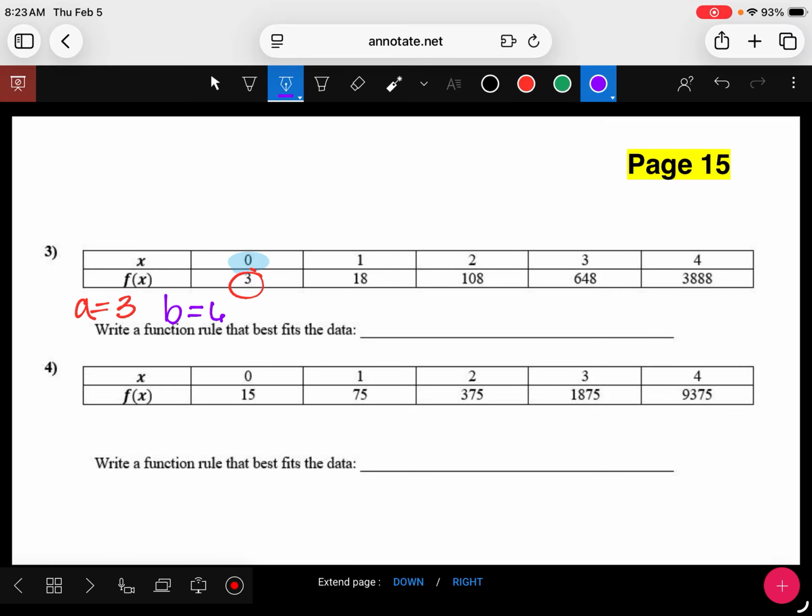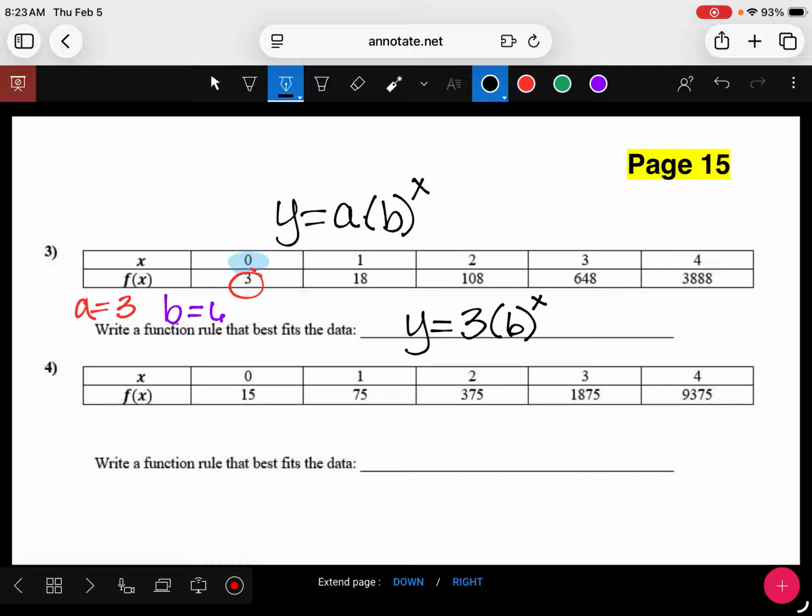And remember, this is how we write our exponential equation. It's y equals a, and I usually put b in parentheses, to the power of x. So when I write my equation, it will be y equals 3, and I'm going to put the 6 in parentheses, and this is an exponent. Exponential functions have an exponent that is x. All right, do number 4 by yourself.